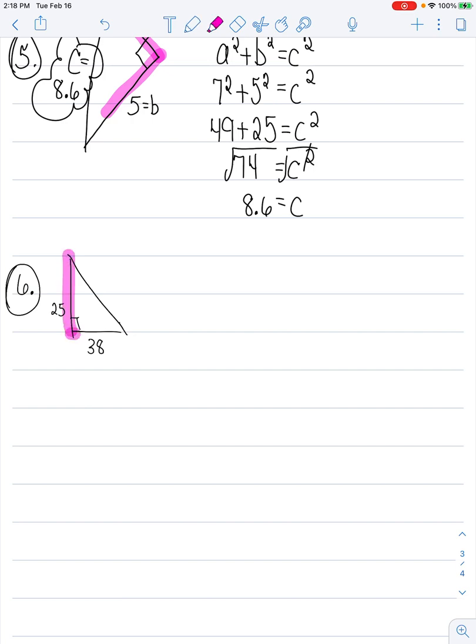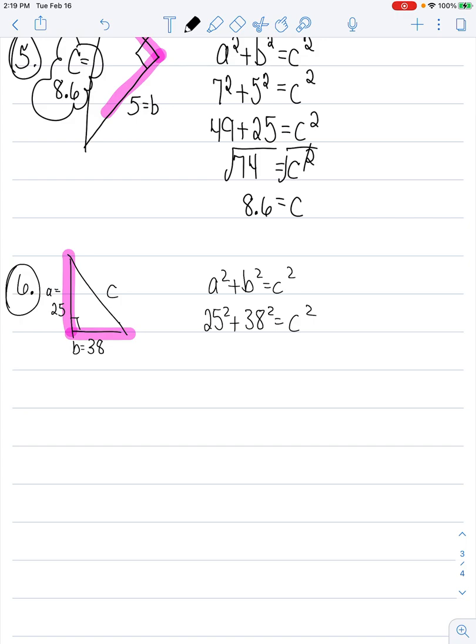The first thing we do is ask ourselves, do I need c or do I have c? In this case, I need c. So that means I have my a and my b, my two legs. It doesn't matter which one's a and which one's b. So I write my Pythagorean theorem, a squared plus b squared equals c squared. I plug in my numbers: 25 squared plus 38 squared equals c squared.